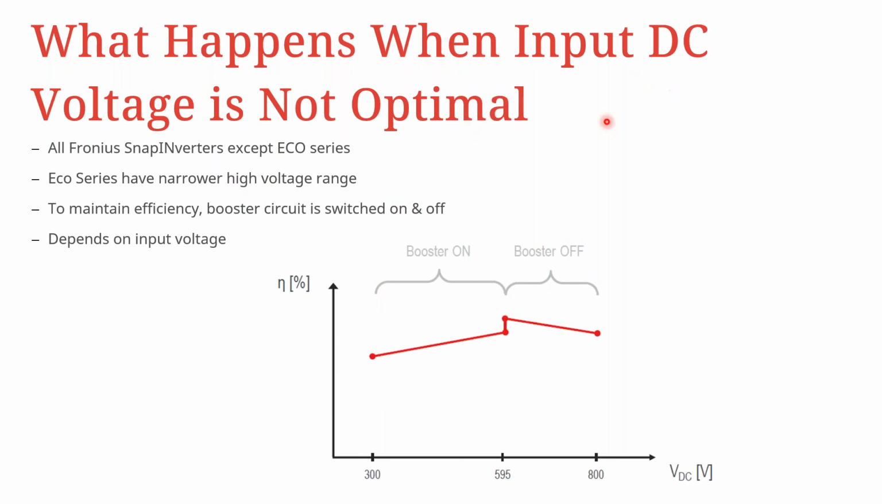So what happens when the input DC voltage is not optimal? This is an example for all Fronius Snap inverters except for the Eco series. The Eco series has a narrow high voltage range. To maintain efficiency, the booster is switched on or off, and it depends on the input voltage. If the voltage is between 300 and 595, the booster is on, and then from 595 to 800 volts, the booster is off. That is why it's typical to scale your PV between 595 and 800 volts.